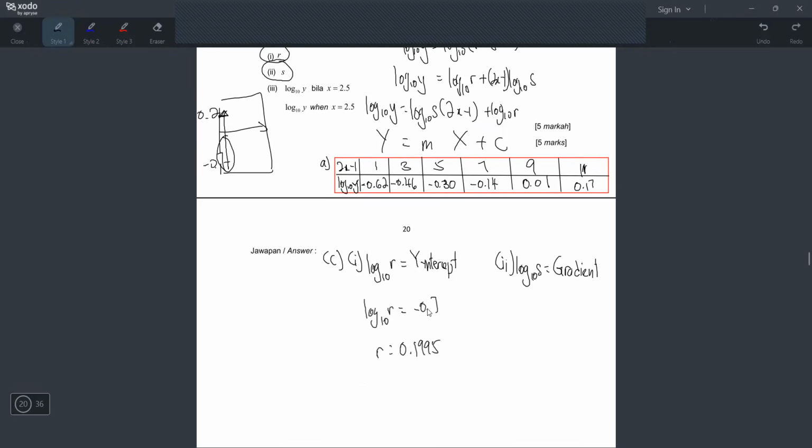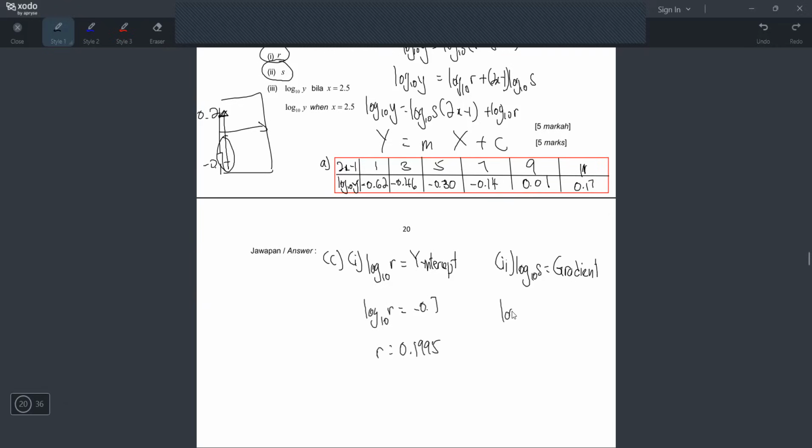Of course, some students will say, sir, what if I write 0.2? Can also, but I don't recommend it, because I always tell students to write four significant figures for the answer. Unless you are drawing a graph. When you're drawing a graph, you just write two decimal places, because how can you plot when it's four decimal places? So I recommend writing it like this.